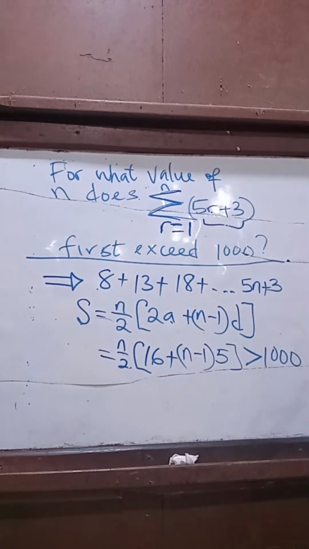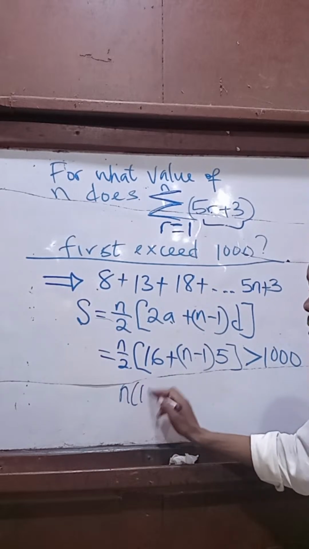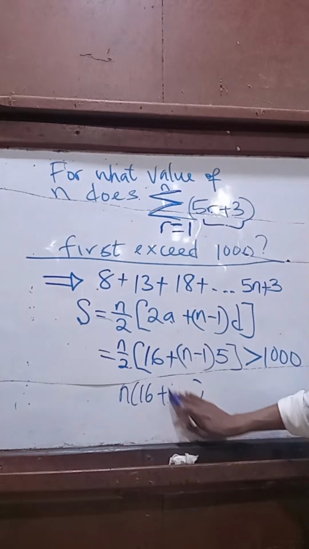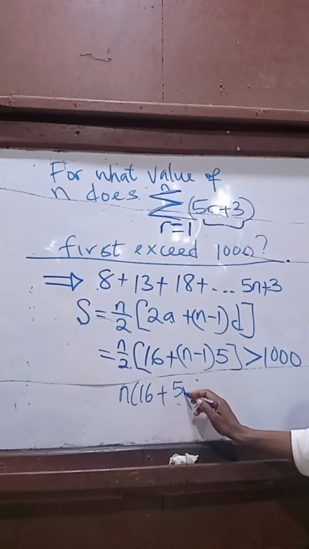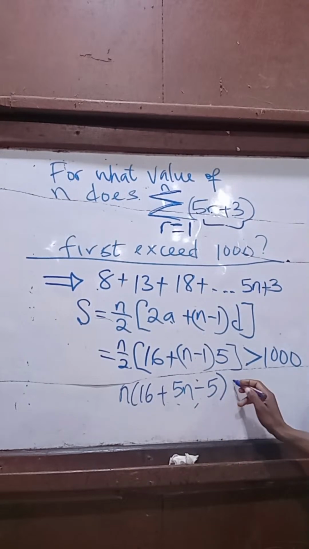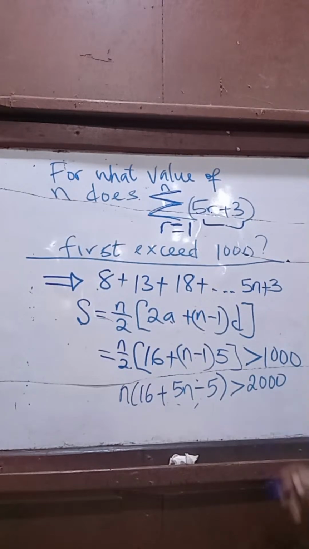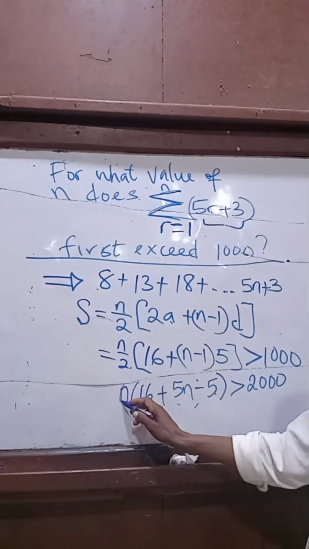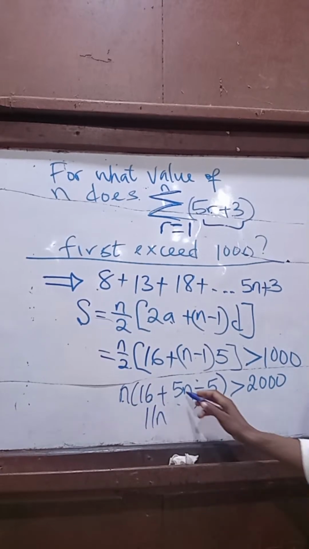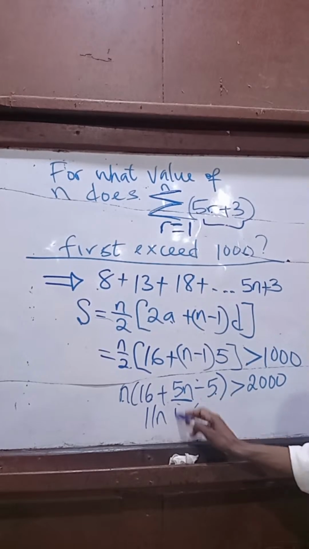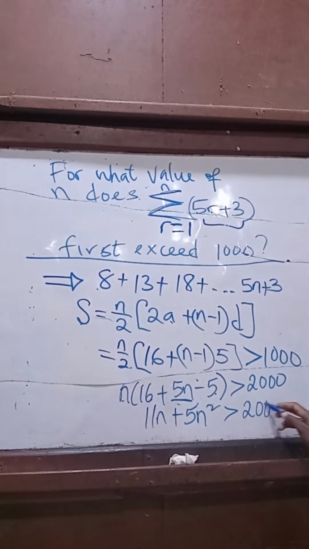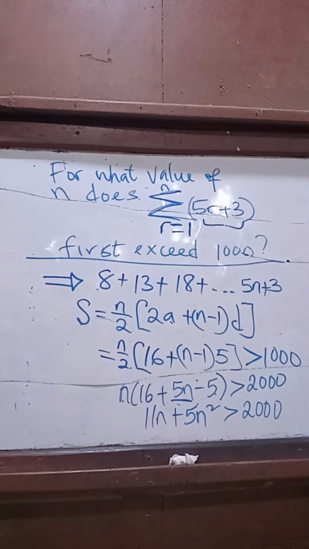So that will be times 2 for both sides, and that will be n into bracket 16 plus n minus 1. Okay, let me open these brackets. That's 5 times n, 5n minus 5, greater than 2,000. Then 16 minus 5 is 11 times n. And 5n times n is 5n squared, greater than 2,000.